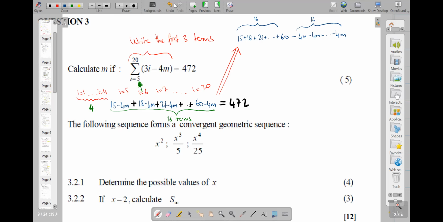I need to simplify the left side to understand what's happening. So can I get the sum of the 15, 18, 21, 60? Yes, I can use the Sn formula, because I know my a is 15, I know my d is 3, and I know my n is 16. And then the second one, the ones we subtract, they are kind of easier, right?